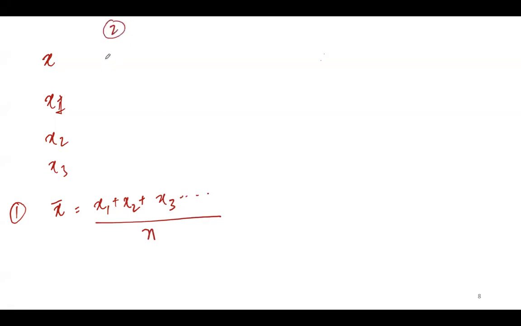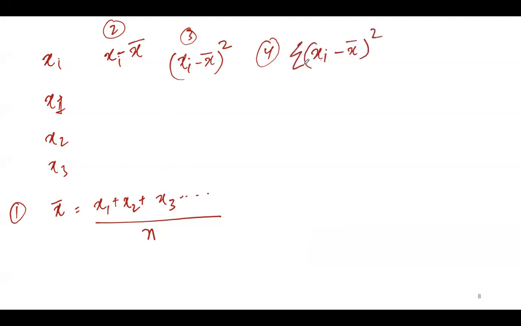Then the second step is you want to find the difference of each of your values from the mean. So X1 minus mean, X2 minus mean, X3 minus mean. That's what you're going to find. The third step is that you want to find the square of these values, so you square these values up. The fourth step is you sum up these values, so you take a sum of all of these.